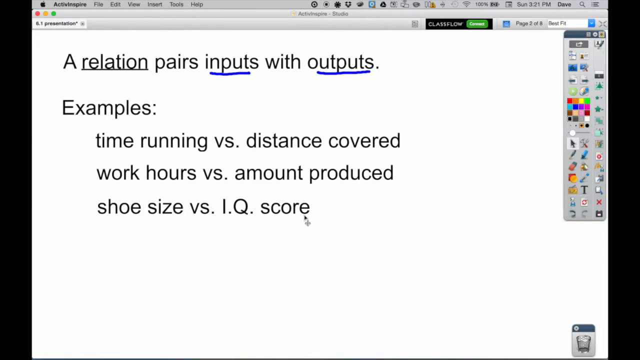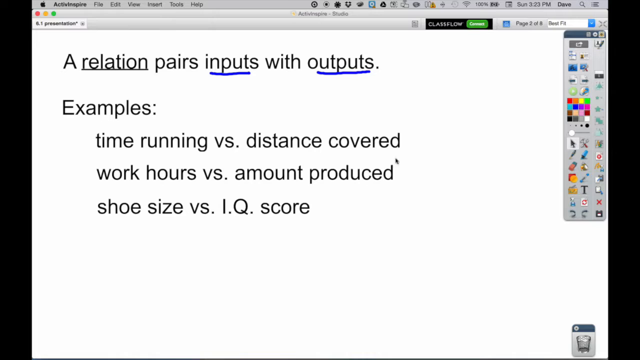Now, I specifically chose this last one because I'm hoping you're looking at it, kind of laughing, going, are you serious? Because these first two kind of make sense. The more time you spend running, more than likely you're going to cover more distance. The more work hours you put in, more than likely the amount you're making will increase. But shoe size has nothing to do with IQ. In this case, that doesn't matter, because a relation is anywhere I'm just comparing numbers. So that brings us to the concept of a function.